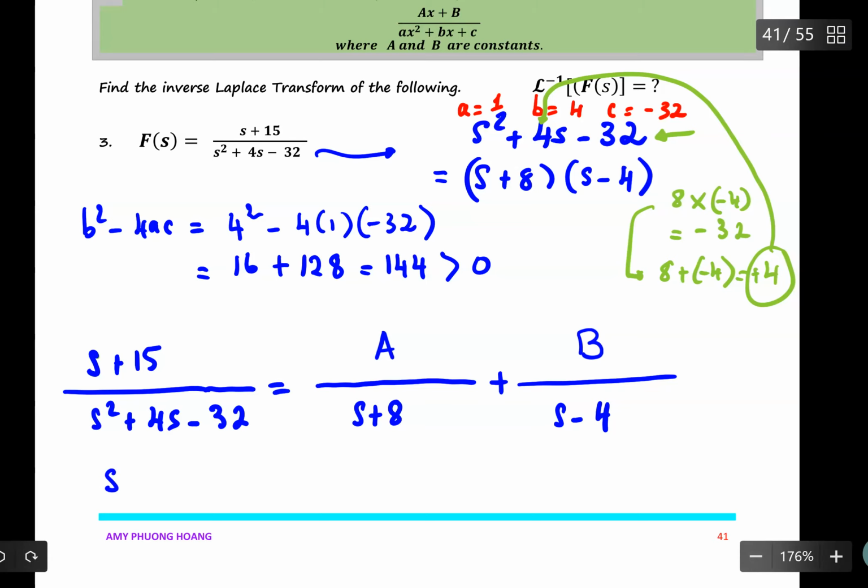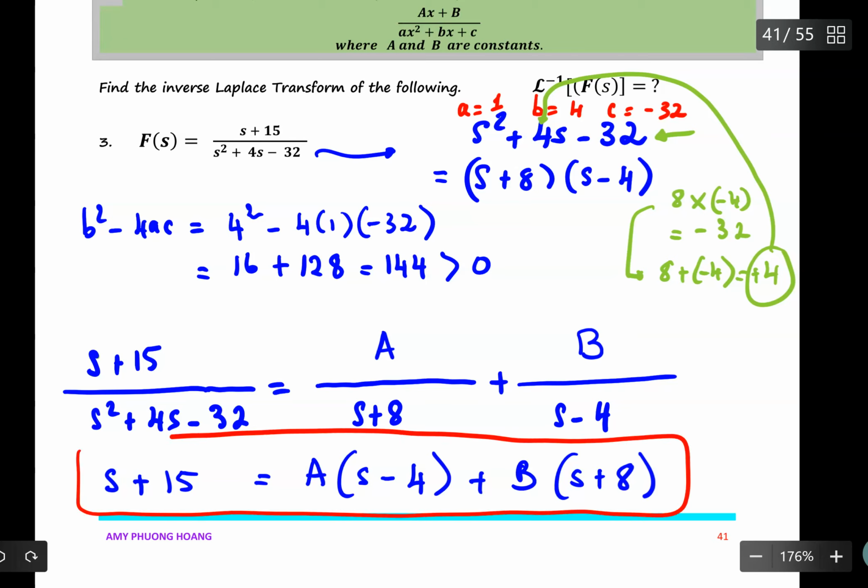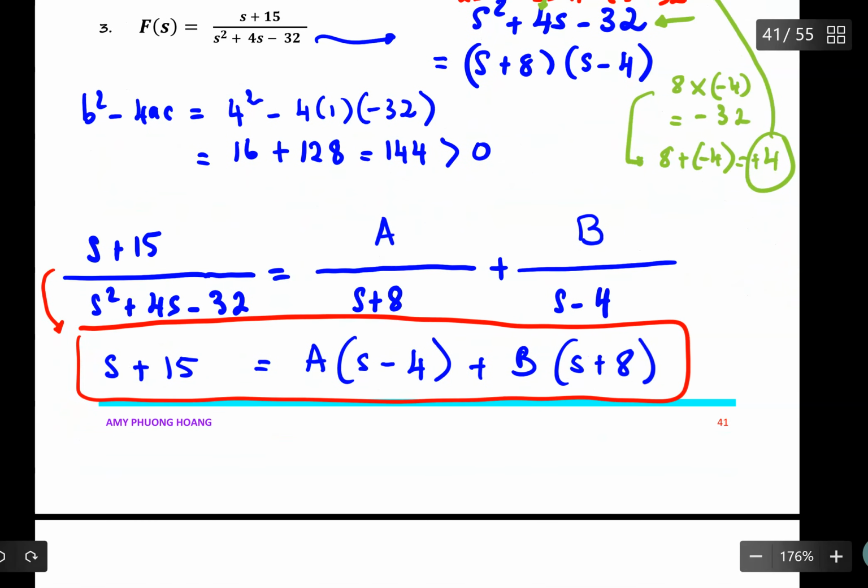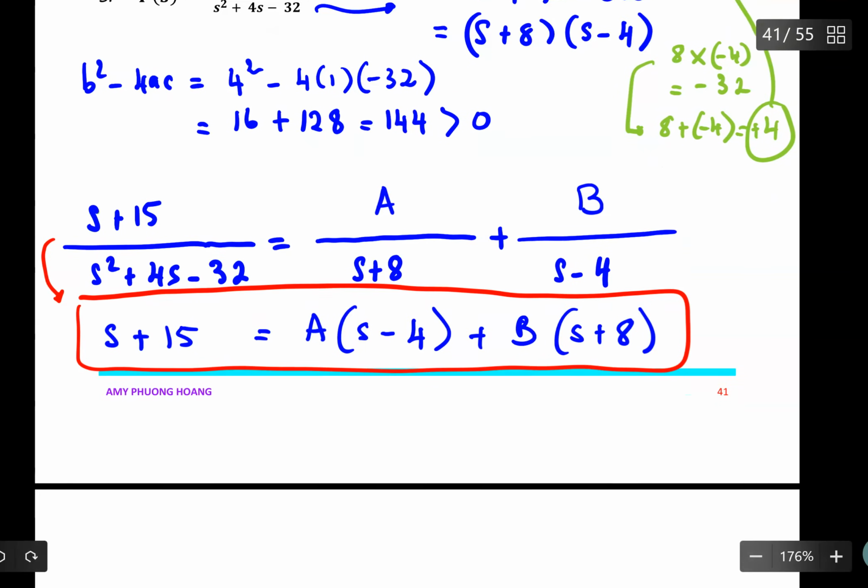So I can write my statement as s plus 15 equal to A times s minus 4 plus B times s plus 8. Okay, so we pay attention to this statement. And to get from this fraction to this equation is actually a very tedious process, but I believe that everyone already knows what to do with this from previous math courses, so I will skip all of that.